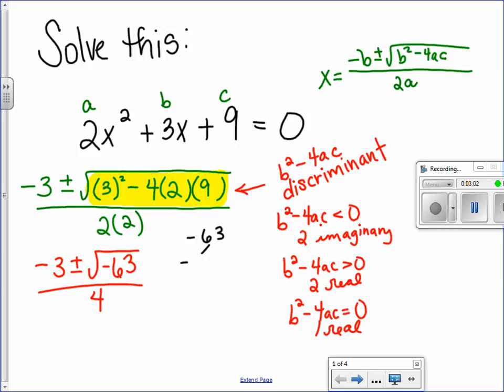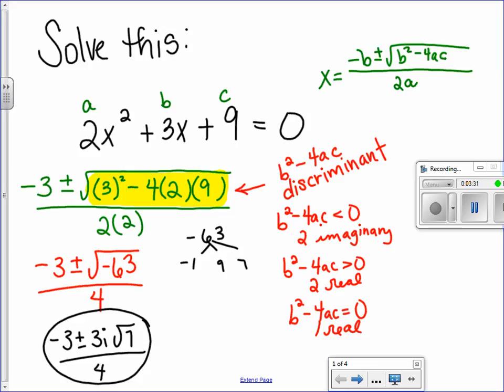I'm going to break that down to negative 1, 9, and 7. Do any of those have a square root? 9 and the negative 1, right? What's the square root of negative 1? I. Okay. Right. What's the square root of 9? 3. So we've got negative 3 plus or minus 3I square root of 7 over 4. Those are your 2 imaginary solutions.